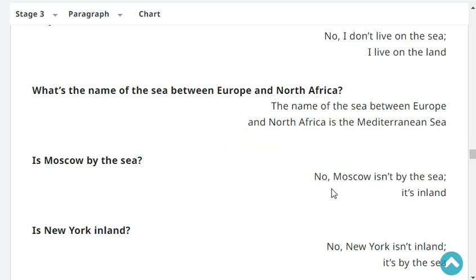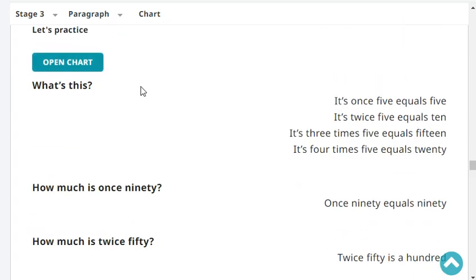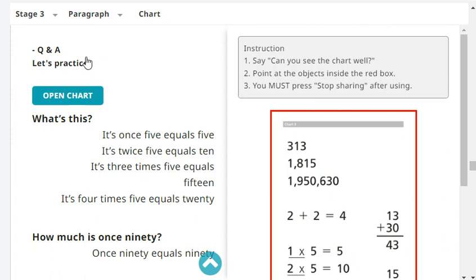Moscow isn't by the sea. It's inland. Is New York inland? No, New York isn't inland. It's by the sea. Very good. Okay, next. Here we go.